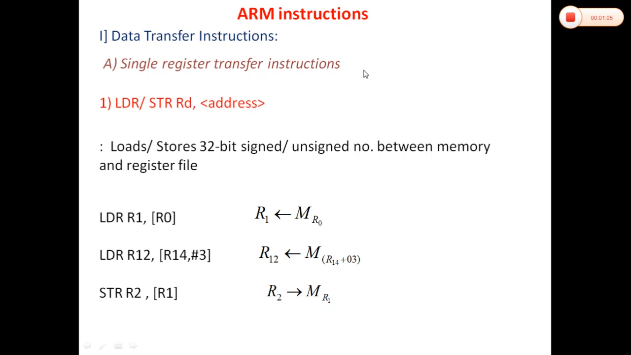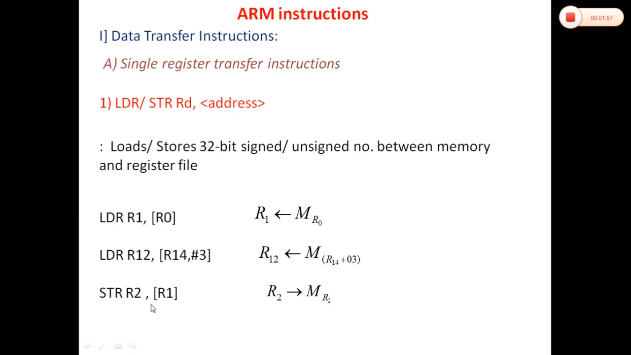Single register transfer instructions. Let us consider this instruction. It is either load or store followed by a register and the memory address. In case of a load instruction, this is the destination register in which the data from the memory will be loaded, and in case of a store instruction, this will be the source register. The data from the register will be stored into the memory. The address field specifies the address of the memory location where the data is to be stored or from which the data is to be loaded. This instruction can load or store a 32-bit number or a word. It may be signed or unsigned between memory and the register file.